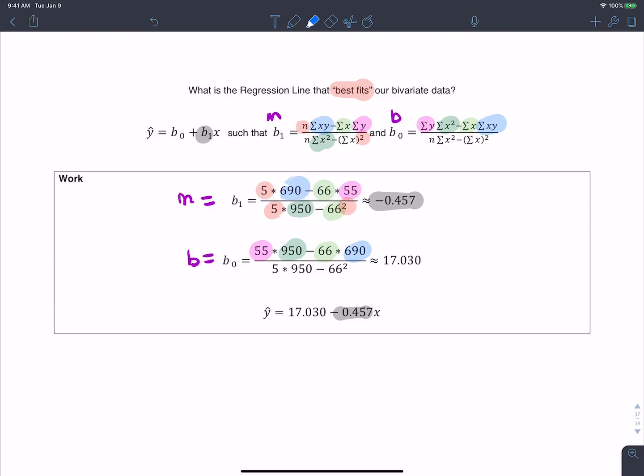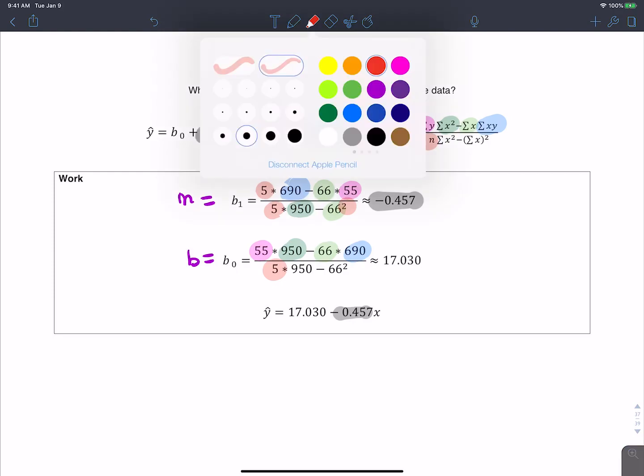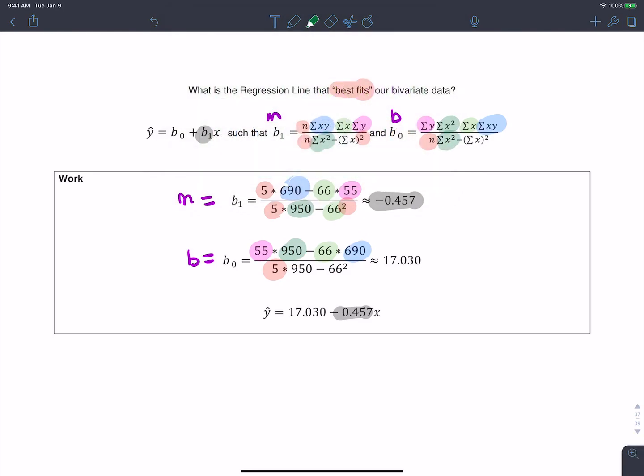We need n again, and let's go back. We had colored that red, so n is 5. So we're right there looking at n. Same n here. What about sum x squared? Sum x squared we know was that dark green. So let's double check. Was it 950? It's 950. And then that sum x again was in light green, right? We have it right here, sum x. That should be 66, and it is.